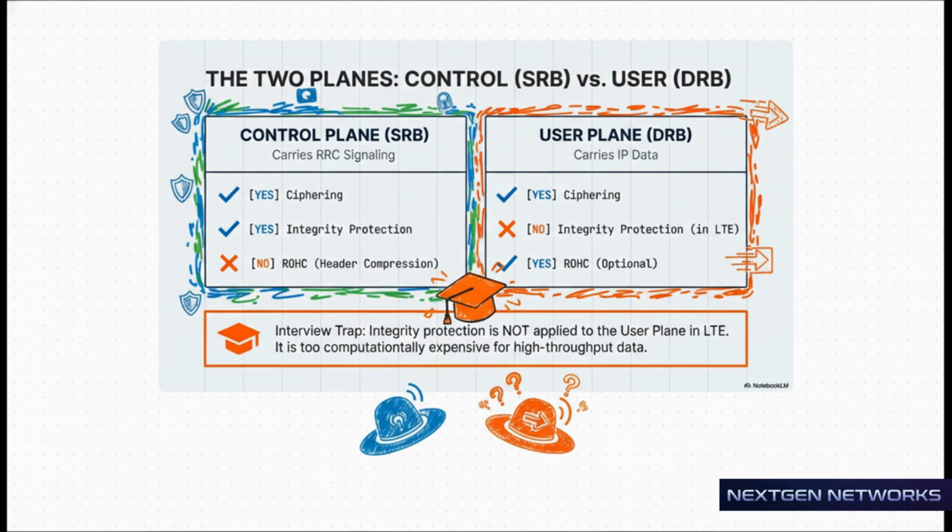Now, it's important to know that PDCP doesn't treat all data the same way. Nope. It wears two different hats. For the really critical network signals, that's what we call the control plane, it pulls out all the stops, ciphering and integrity protection. But for your actual data, your cat videos, the user plane, it only does ciphering and maybe some compression. And hey, here's a fantastic little interview trap for you. In LTE, integrity protection is not applied to your user data. Why? It's just too computationally expensive.